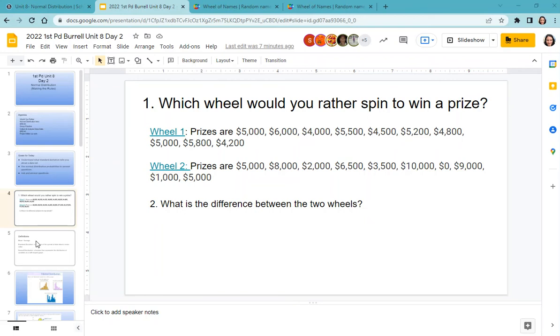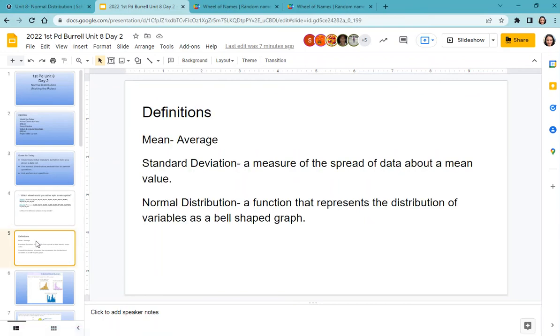All right. So here are some definitions that are going to help us as we go forward. We're going to need to remember that the mean is the average. Standard deviation is a new term for us, and it measures the spread of the data about the mean value.